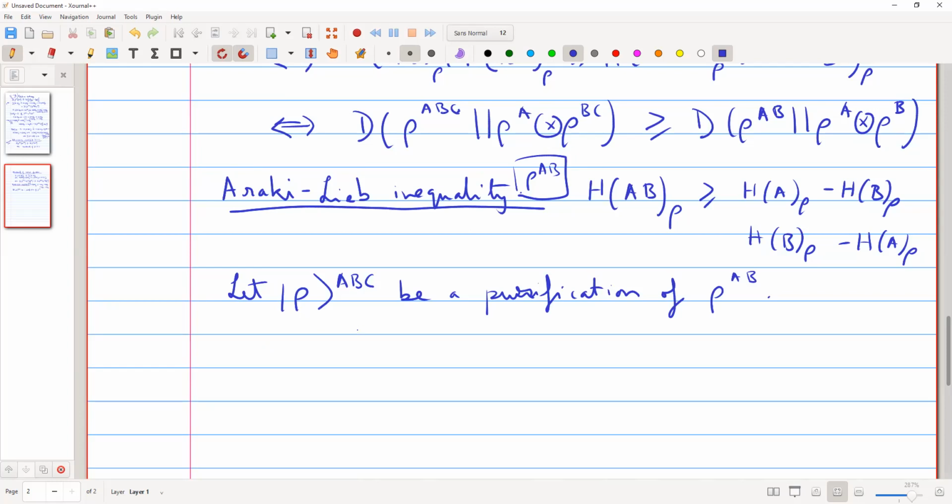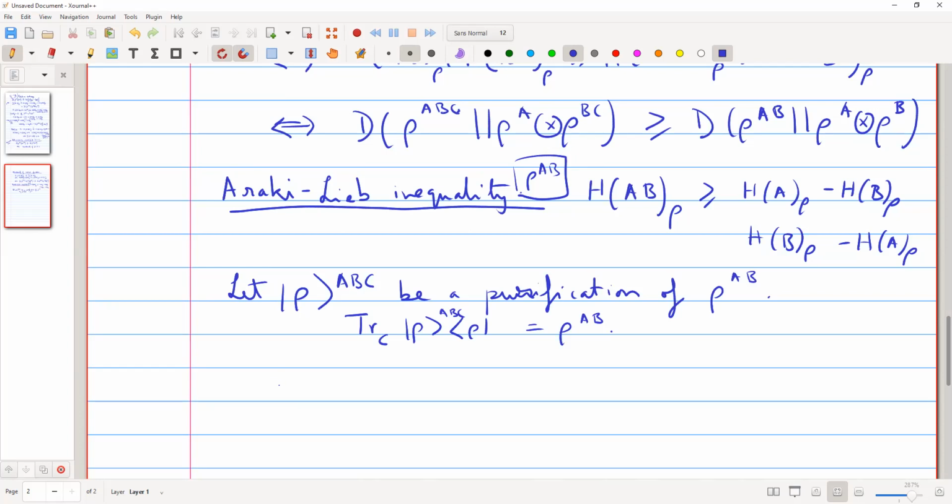So all this means is that the trace over C of |ψ⟩⟨ψ| on ABC is equal to rho. This is what purification is. And remember, we have done the Schmidt decomposition, the nice way of writing down any entangled state.